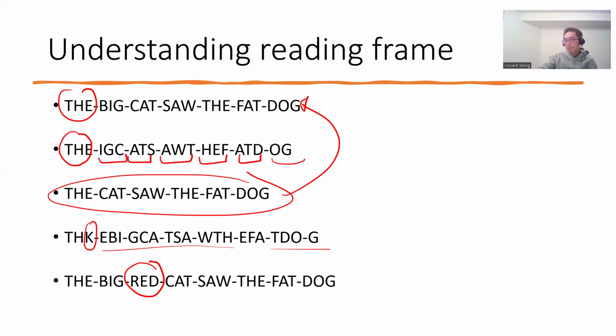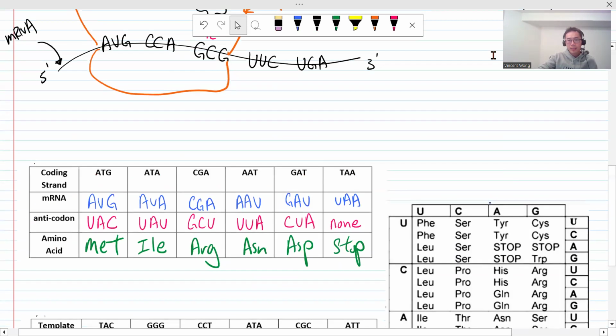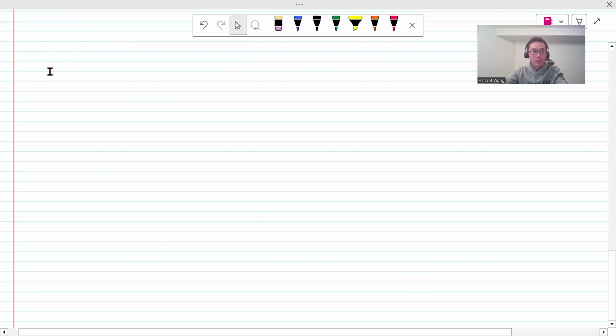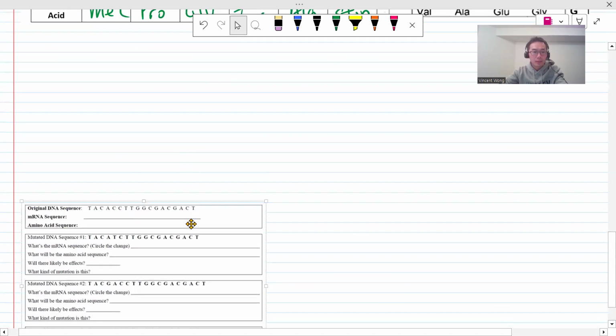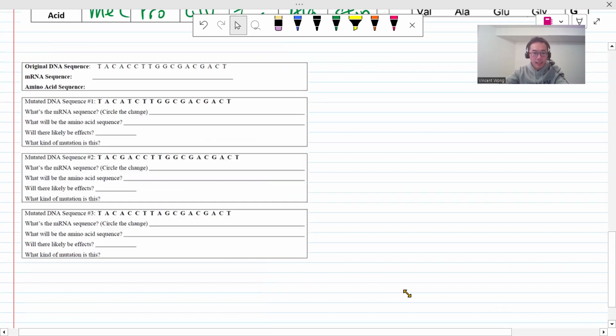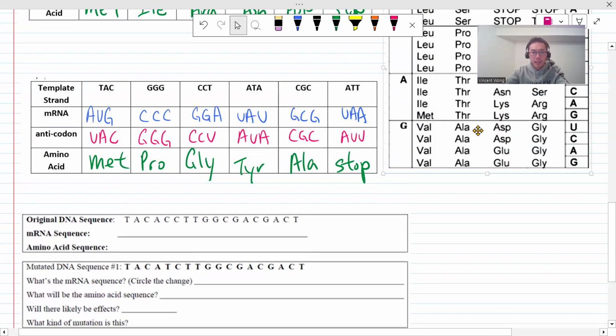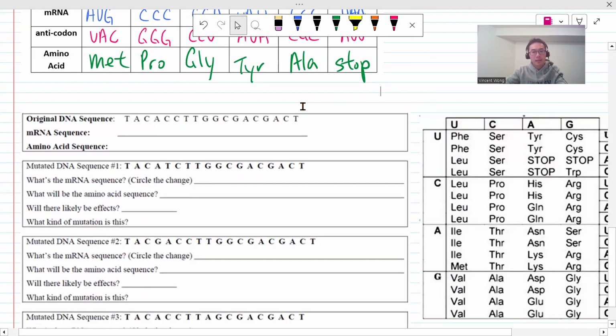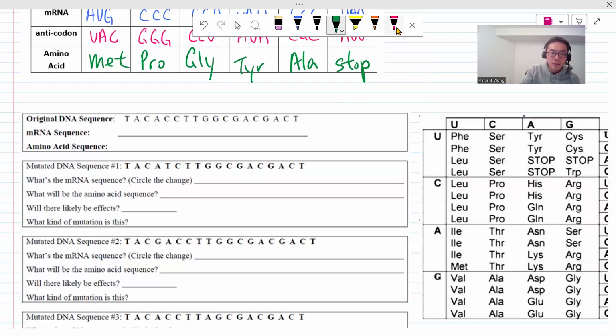All right. So I want to go back to the PowerPoint, the study guide here, and I want to do this question with you. Okay, so this is in the study guide. I'm just putting it here so that I can do it with you. So this is the original DNA sequence, and the question actually tells you that this is the template.